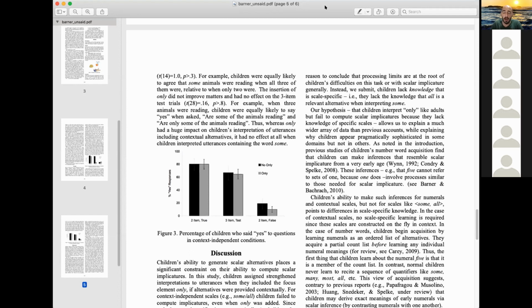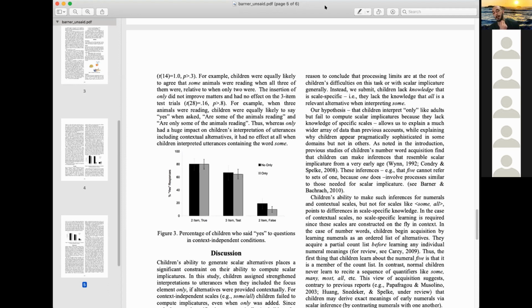And another problem with only, when you have overt only, is that only is scopally ambiguous. So a question like, are only some of the animals reading? Okay, could mean, are only some of the animals or all of them reading? But it could mean other stuff. I'm not sure if you can actually change the scope of only in a question like this. But in principle, only could have a scope on reading or a scope on animals, or different scope.